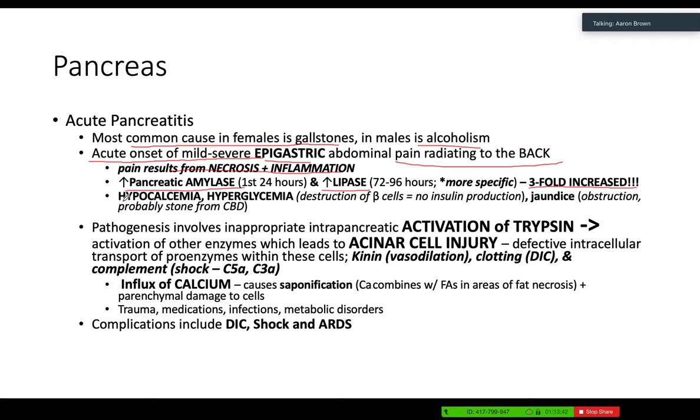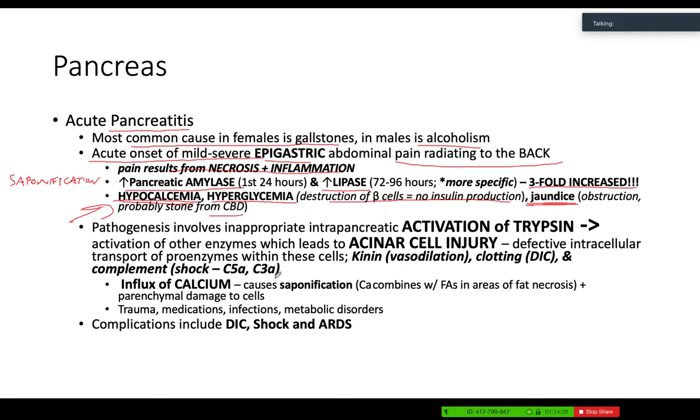Look for hypocalcemia. Why hypocalcemia? Pancreas is a very fatty organ. Okay, and so when we have inflammation of fat, what do we get? Saponification. Okay, any inflammation of fat is going to lead to saponification, which is calcium deposits in fat. Anytime you have inflammation of fat, you will see calcium deposits. Because you're getting those calcium deposits on the fat, the calcium level in the blood is going to drop, giving you that hypocalcemia. Hyperglycemia, due to destruction of those beta cells, you cannot regulate your glucose levels without insulin. And if you have a stone in your common bile duct, you may even see jaundice.